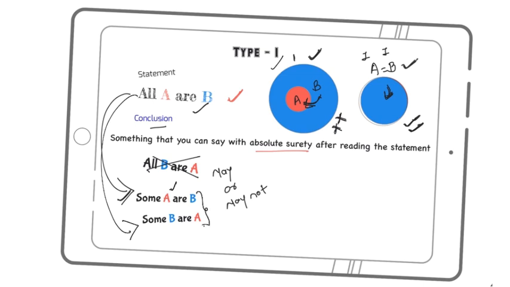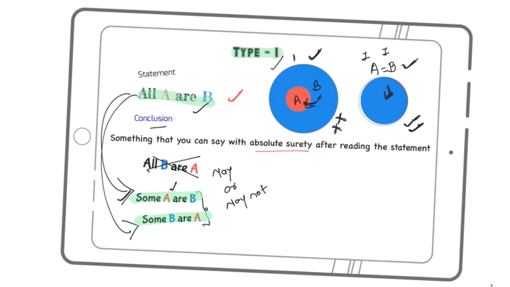Now that is something that I want you to remember right now. What will you remember from this? First thing that you will remember is that all A are B is my type 1, and it has two conclusions. Memorize this right now. And it has two conclusions, which are what? Some A are B and some B are A. That's it. All A are B is obviously not a conclusion.